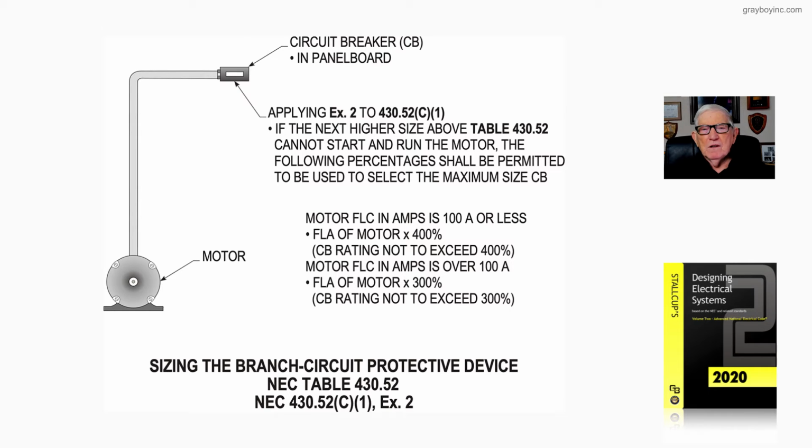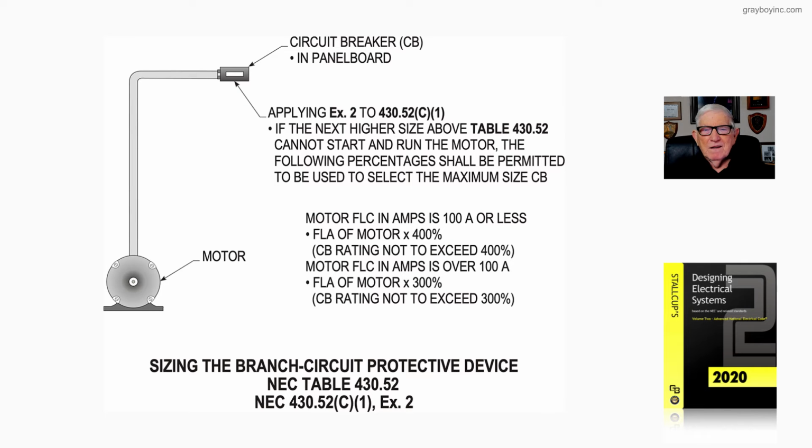430.52(C)(1) will allow the next higher overcurrent device above Table 430.52 when it cannot be used to start and run the motor. The following percentages shall be permitted. So in other words, we're not going to be rounding down or rounding up here. We've already tried that, and we have nuisance tripping of the protective device ahead of the branch circuit.